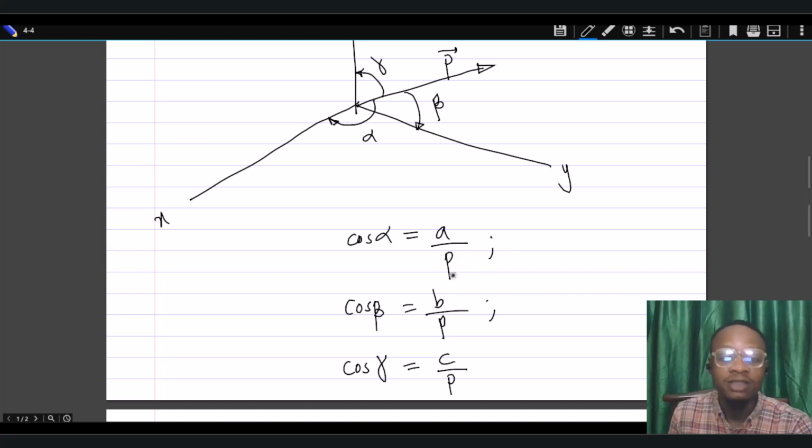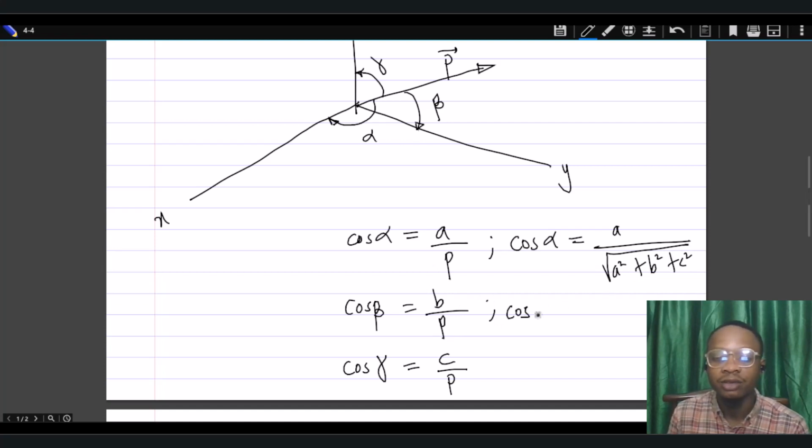We have previously seen that the magnitude of P is given by the root of a squared plus b squared plus c squared, where a, b, and c are the components in the x, y, and z directions respectively. So we could as well write this as cos alpha equals a over the root of a squared plus b squared plus c squared. Similar things can be written for the other cases as well.